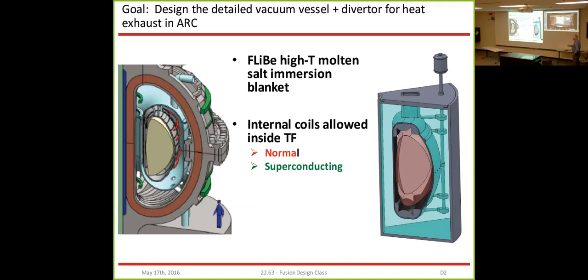The other feature of this, which I've zoomed in on a little bit, is that because of the demountable coils, internal coils, in red, which are normal coils, and in green, which are superconducting, were allowed inside of the TF coils. That is a feature allowed when you have demountable coils, so that you can put those rings inside. These were allowed in the design class, and that was basically the cartoon that the students started from. That was the only thing that we said.